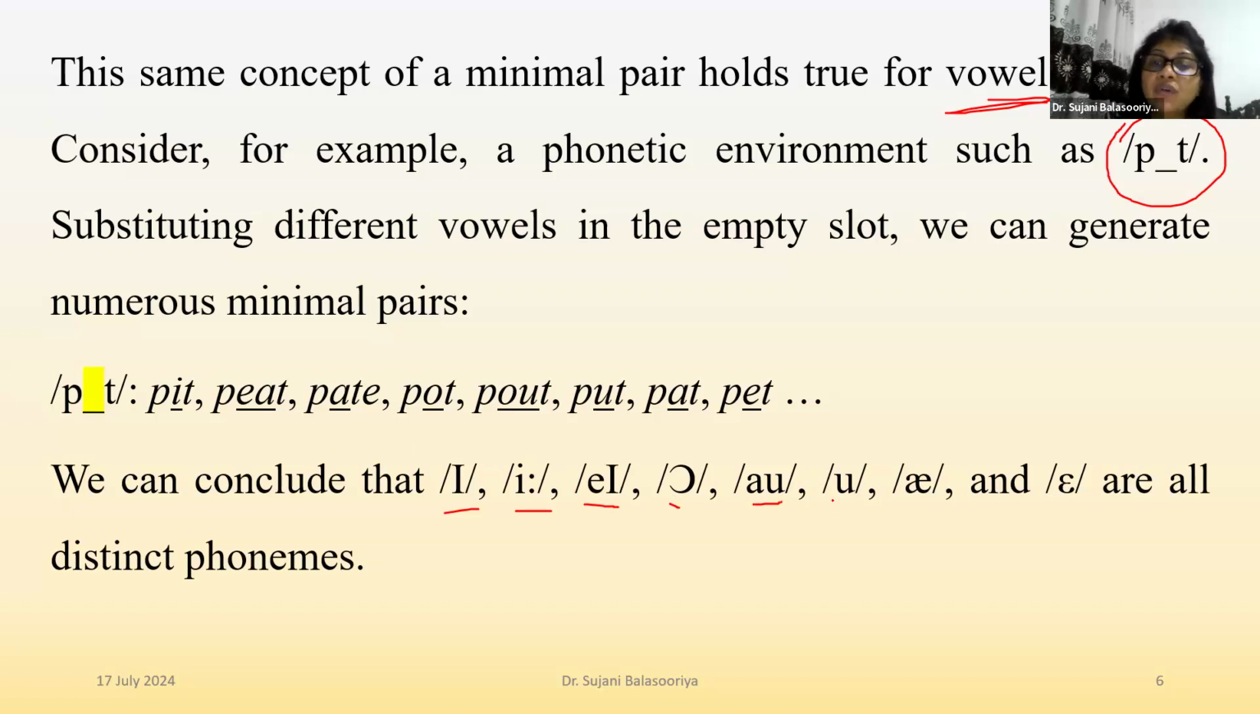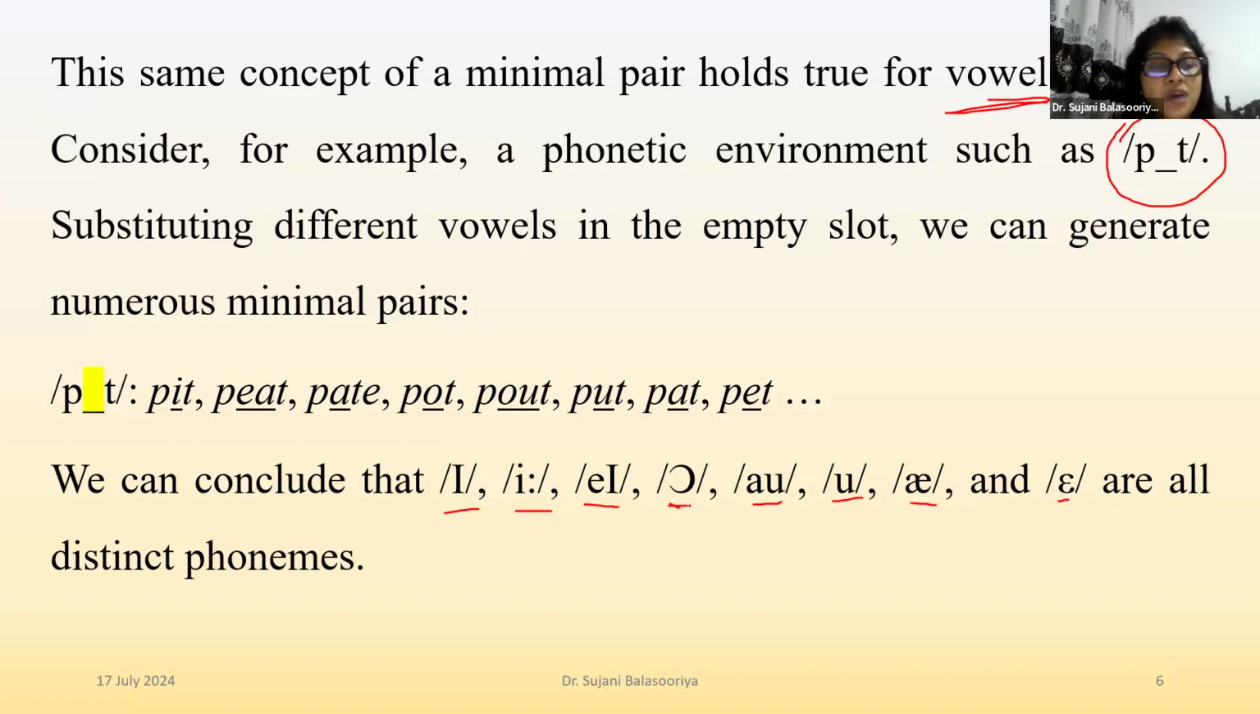Or if you use U, it's put. And if you use A, then the meaning of the word completely changes to pat. You have another option, A also. You can use A if you like, then it will be pet. So can you understand these vowels which I have just underlined, right?